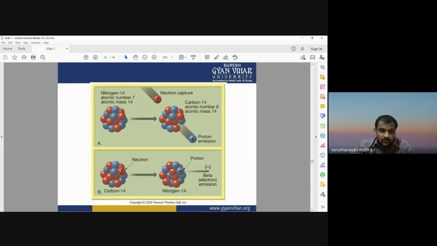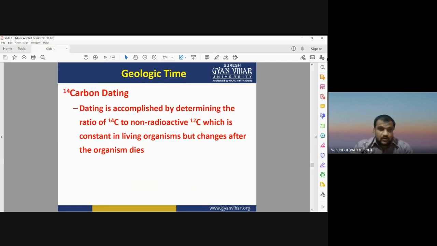This figure shows how the neutron converts nitrogen, with atomic number 7 and atomic mass 14, into carbon-14 by releasing a proton. After a fixed time, the nucleus of the nitrogen will be converted into carbon. That time is important to get the age of a particular living or dead organism.